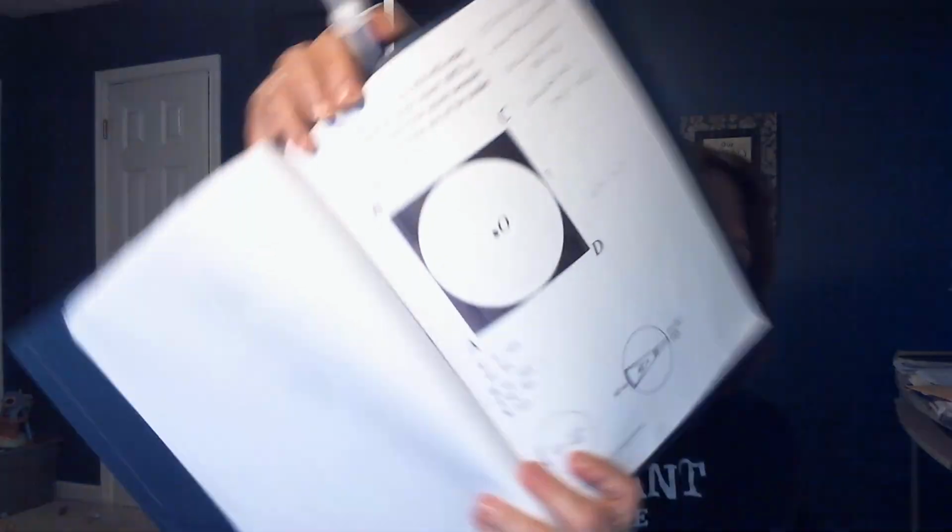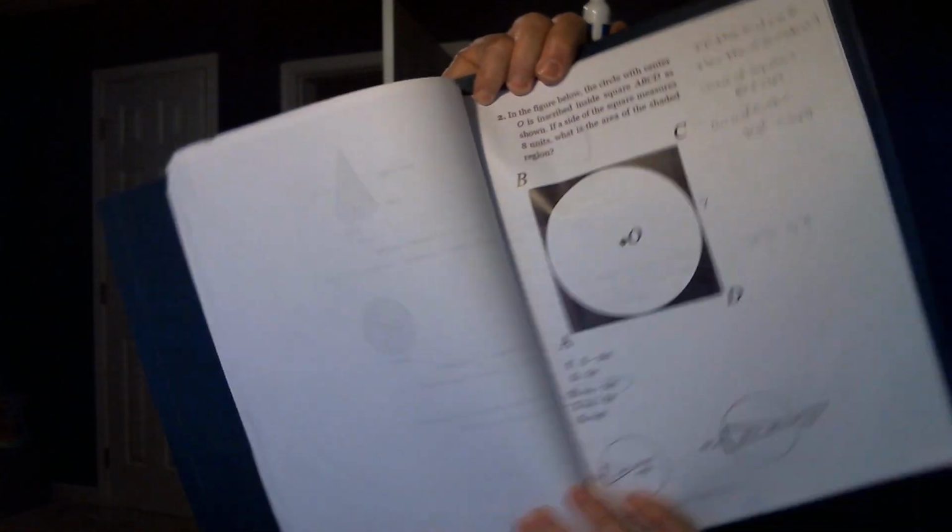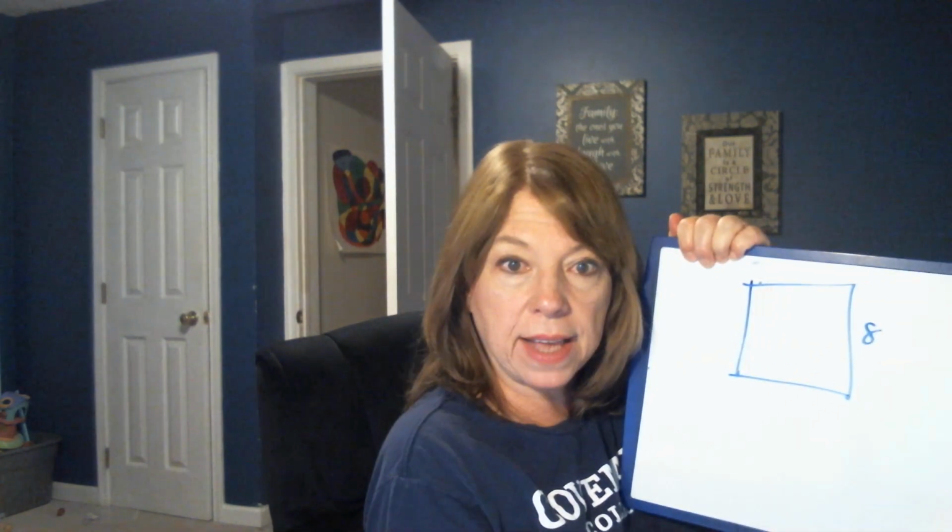All right. Turn the page and you're going to see something that looks like that. In the figure below, we did have problems exactly like this. The circle with center O is inscribed inside square ABCD as shown. If a side of the square measures 8 units, what is the area of the shaded region? First we're going to figure out the area of the square. It tells you the side is 8. Okay, so for a square, they're both 8.